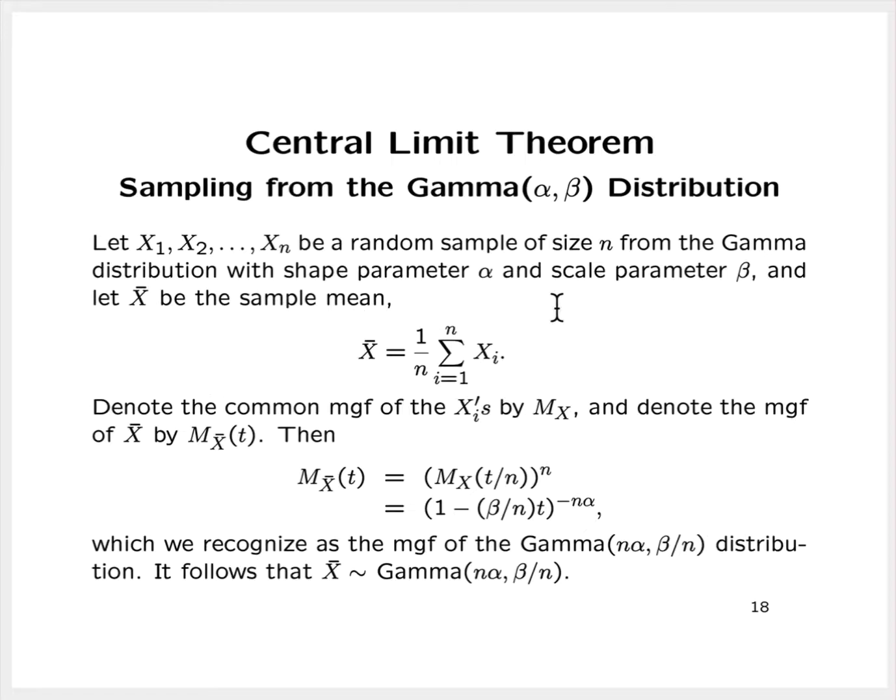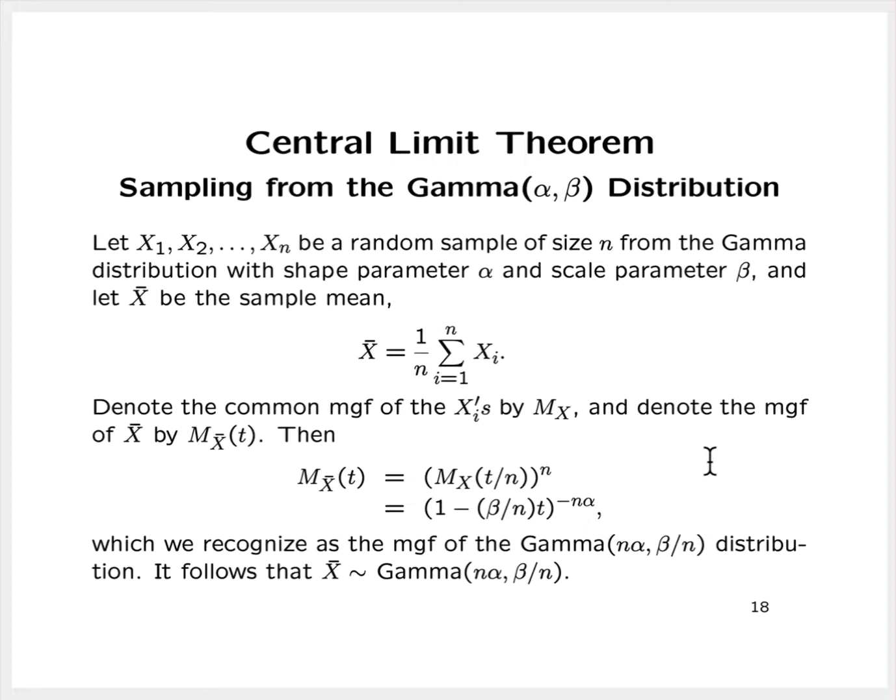x bar is equal to the sum of the x's over n. Denote the common MGF, or moment generating function, of the x's by cap M sub x, and denote the MGF of x bar by cap M sub x bar. Now it's possible to find the moment generating function of x bar, the sample mean, in terms of the moment generating function of the gamma alpha beta distribution.